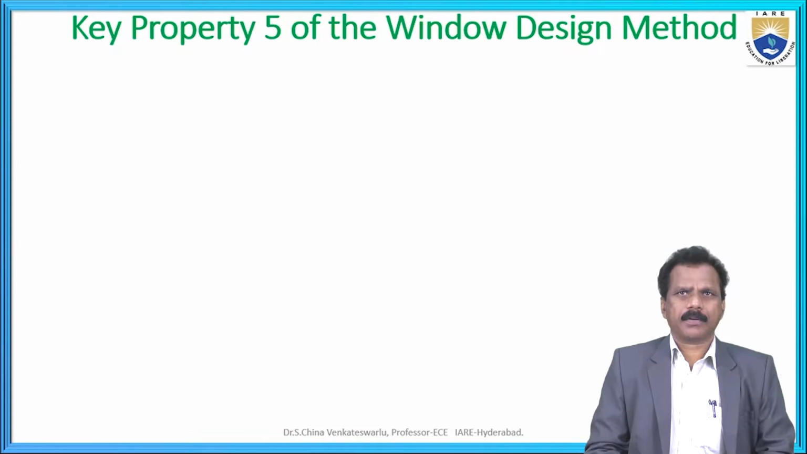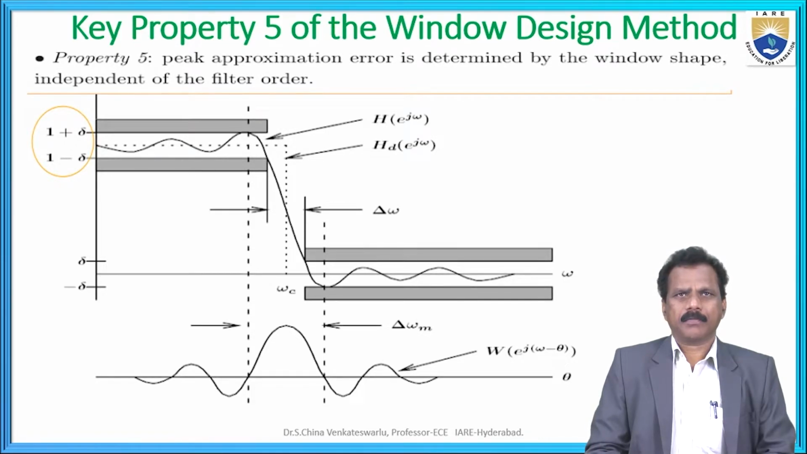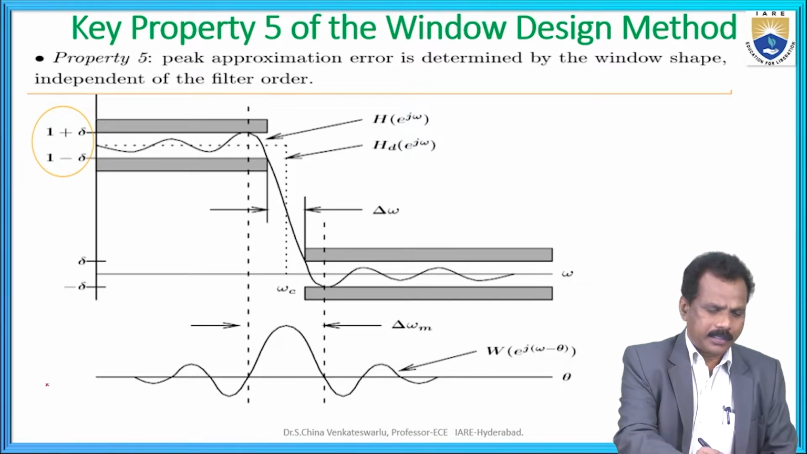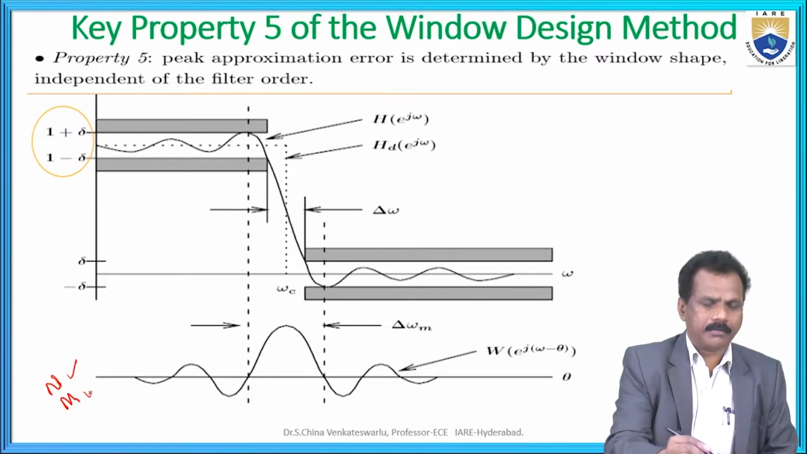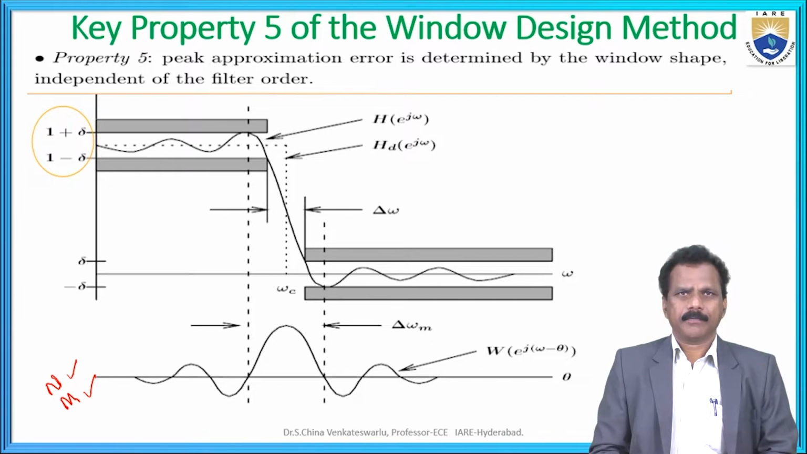Next, coming to key property 5 of the window design method. Property number 5: the peak approximation error is determined by the window shape, which is independent of the filter order. The filter order is specified as either N or M. So using all these values, the peak approximation error is determined by the window shape, independent of the filter order.